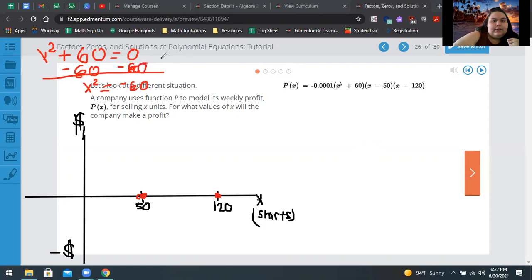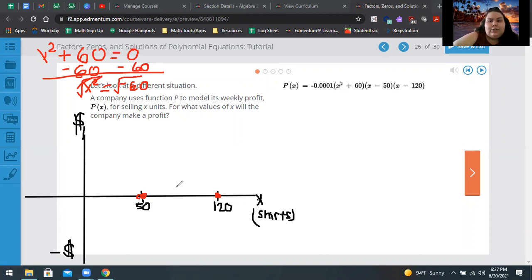Oops, I didn't even put the negative 60 there. Kind of crammed it all in there. Sorry. And you take the square root. x is equal to the square root of negative 60. And now I can simplify, but again, remember our complex numbers don't get graphed.